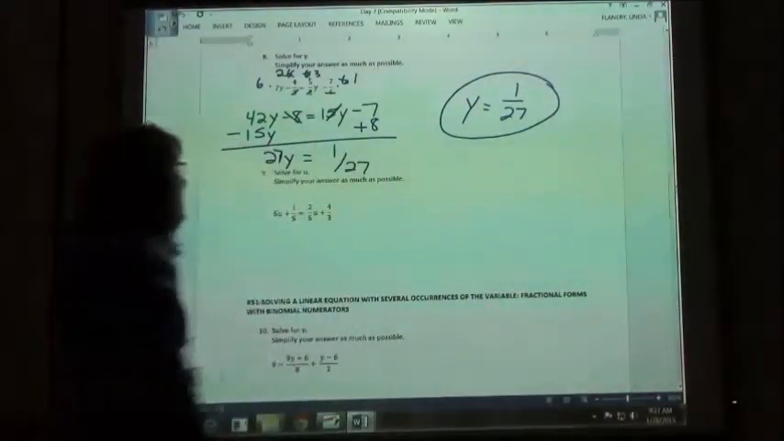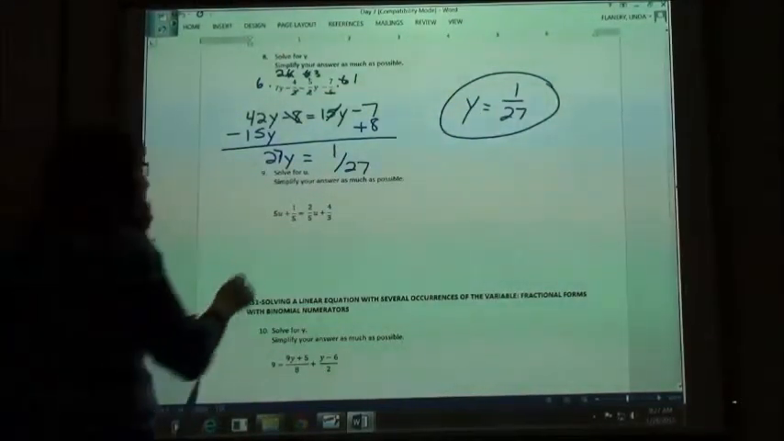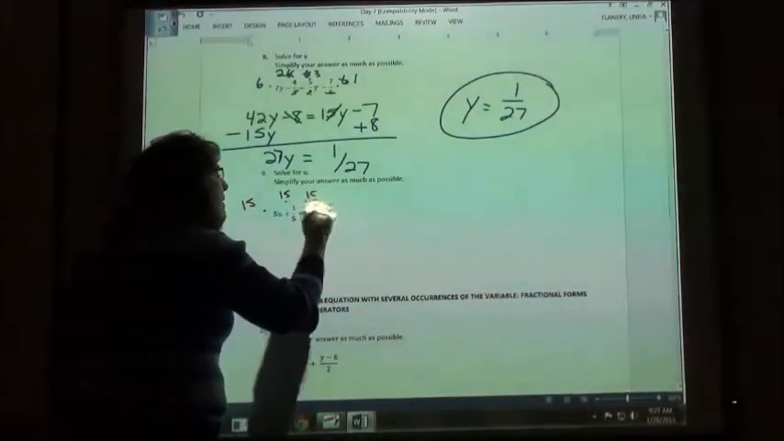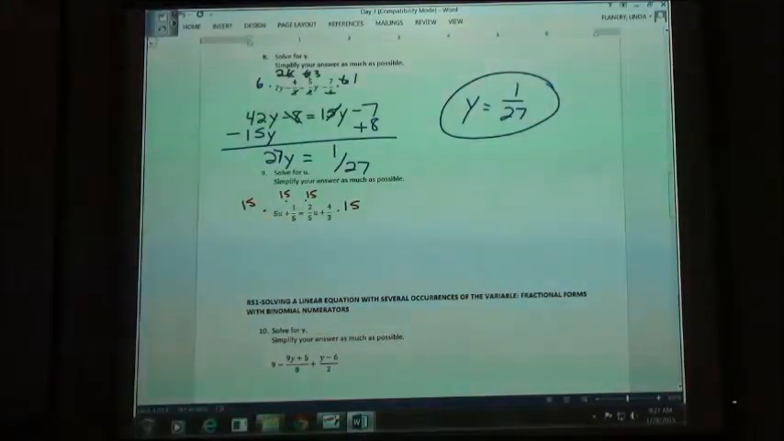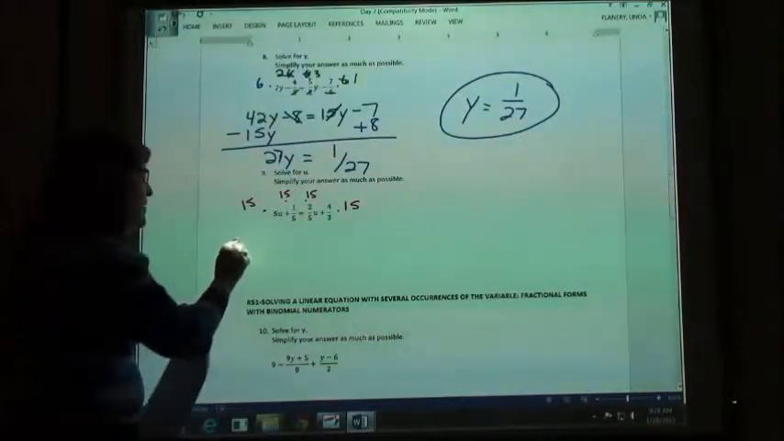So number 9. My common denominator on that one, we would use 15, because I have 5s and 3s, so 15. So I'm going to multiply each term times my 15. So 15 times 5u would give you 75u.